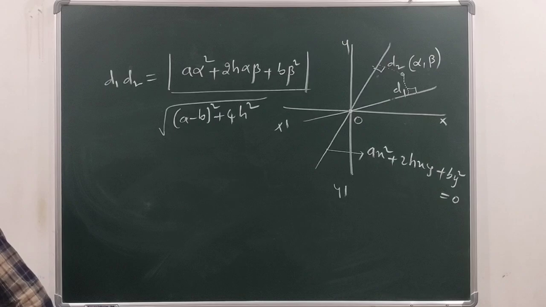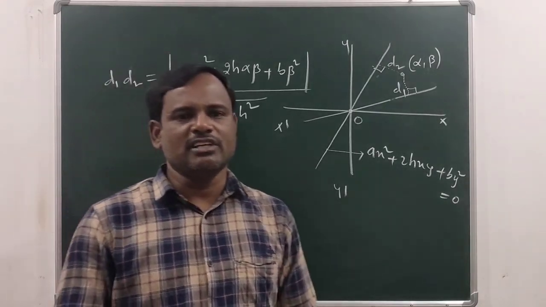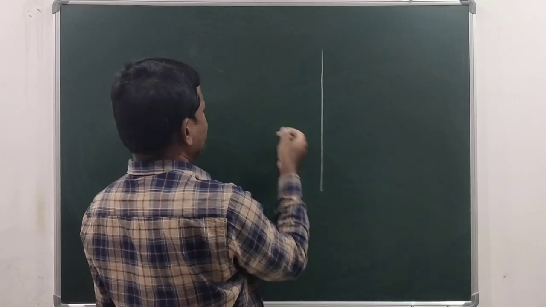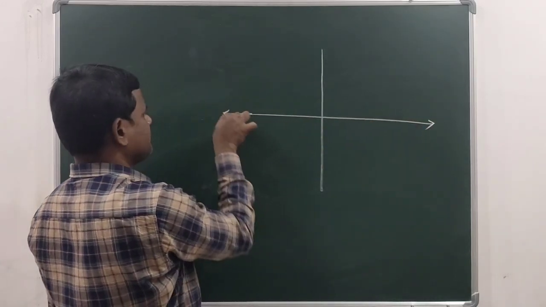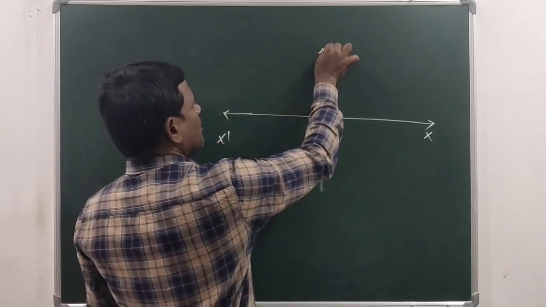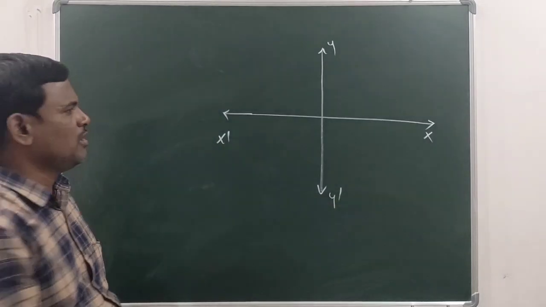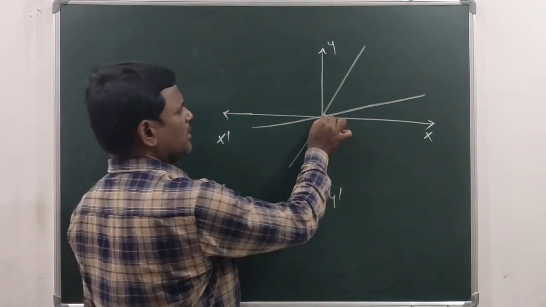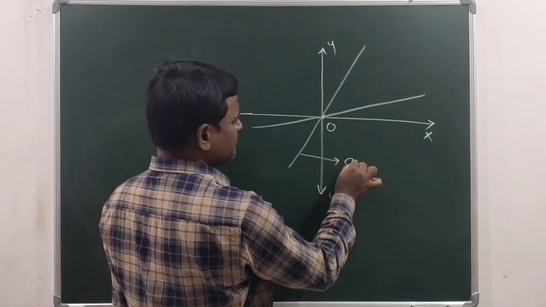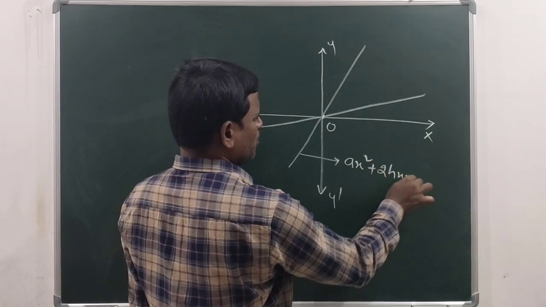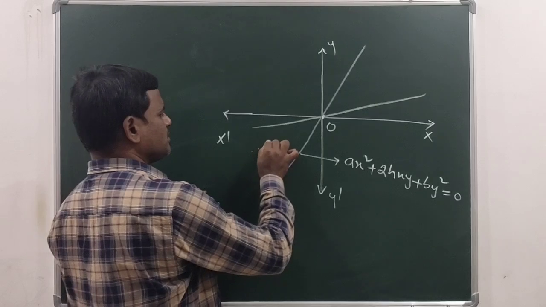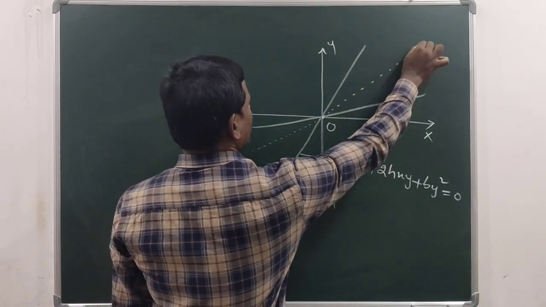Okay, right. Next, let us go to the angular bisectors. See students, this is the x-axis and this is the y-axis. Now this is the origin, whose combined equation is ax square plus 2hxy plus by square equal to 0. This is given to you, and we want the angular bisectors, the combined equation of the pair of angular bisectors.